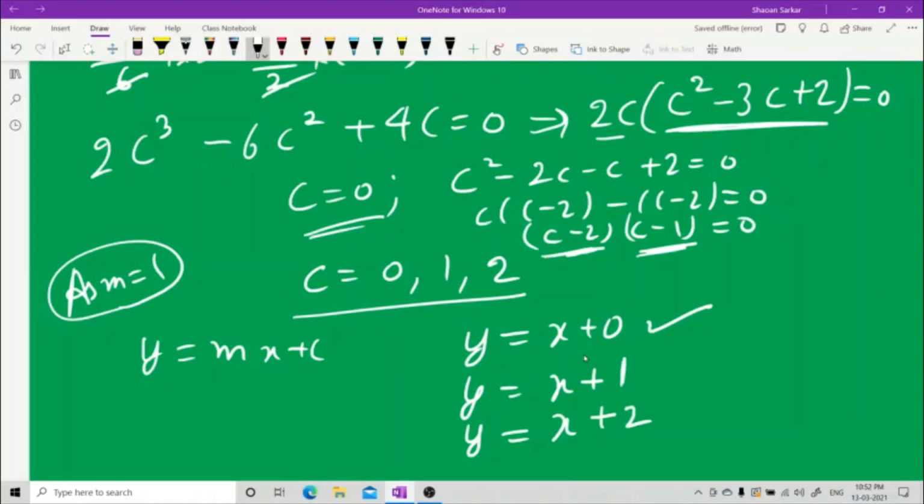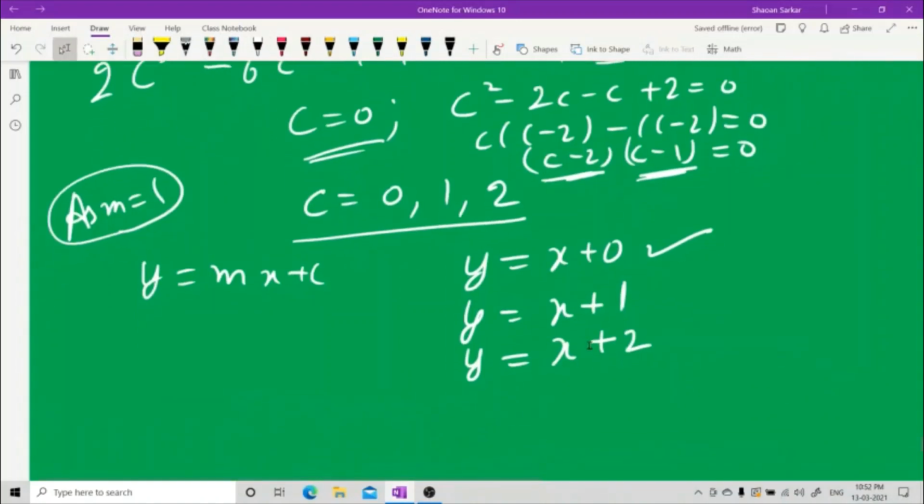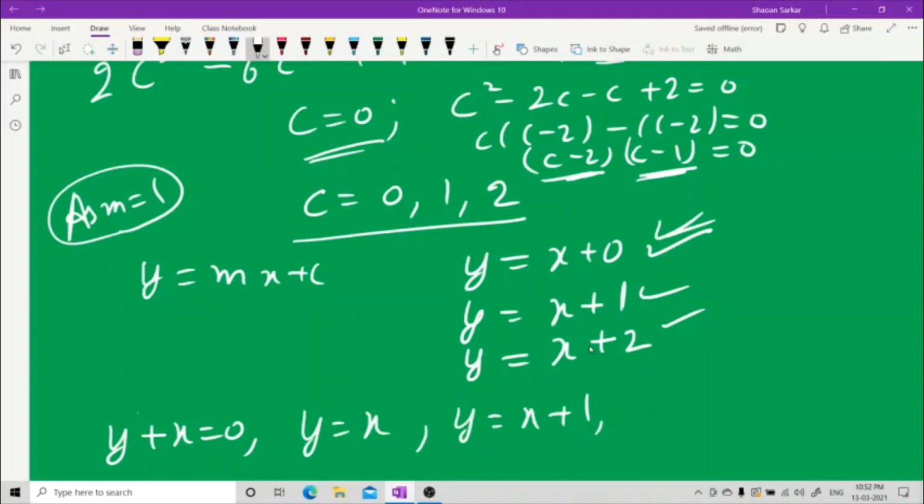So what is the total number of asymptotes? There are 4 asymptotes. Let us write down all of them. The first asymptote is y plus x equal to 0. The next one is y equal to x, which I got from here. Then y equal to x plus 1. The other one is y equal to x plus 2. These are oblique asymptotes. I've written in short, you will write in full.